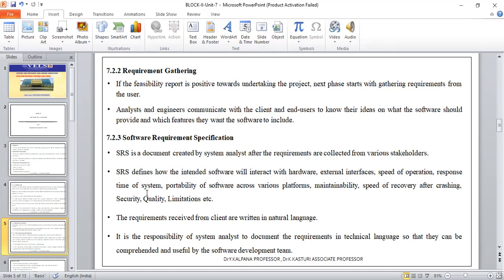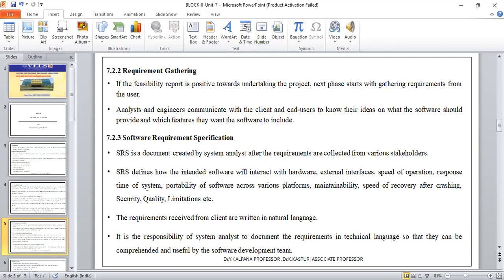SRS defines how the intended software will interact with the hardware, external interfaces, speed of the operation, what time it takes to operate or access, response time of the system, execution time, portability of the software across various platforms, how the system is portable to cross platforms, maintainability, speed of recovery after crashing, security, and most important, quality, and the limitations, etc. Everything will be defined in the SRS, the software requirement specification.